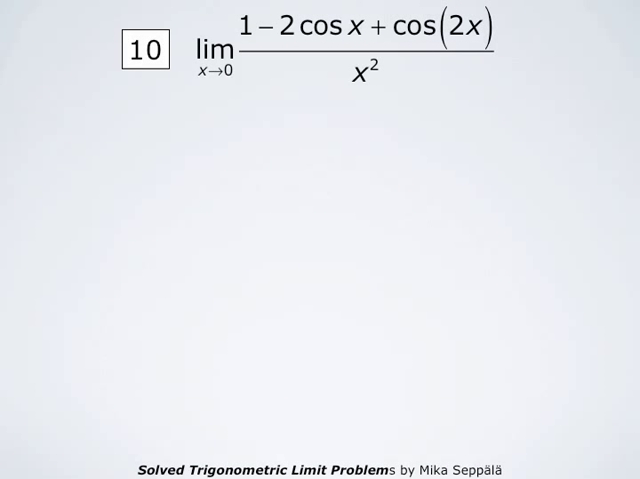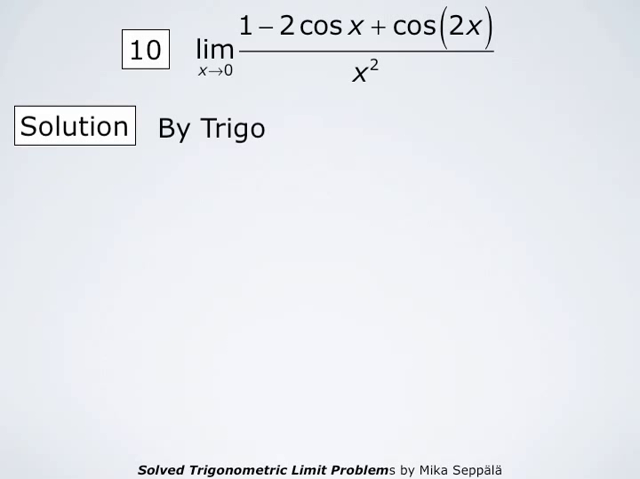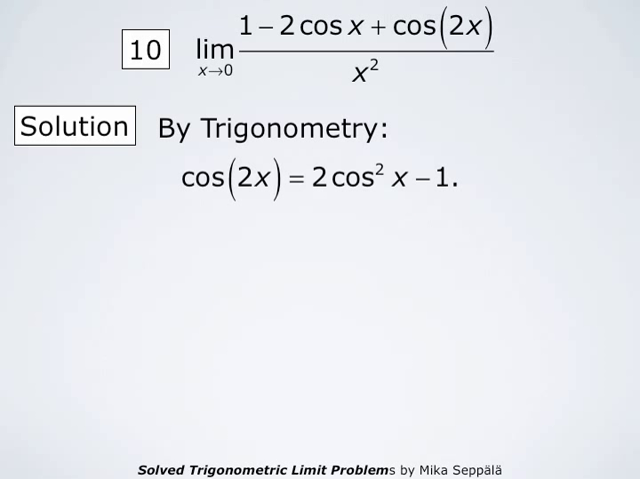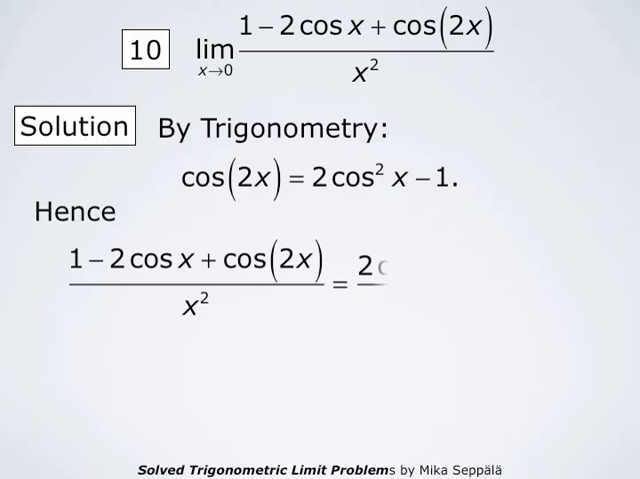To compute the limit as x approaches 0 of (1 − 2 cos x + cos 2x) / x², we first use the double angle formula for cosine. We get by trigonometry that cos 2x is 2 cos² x − 1. We substitute that in place of cos 2x, and we get that (1 − 2 cos x + cos 2x) / x² is (2 cos² x − 2 cos x) / x².